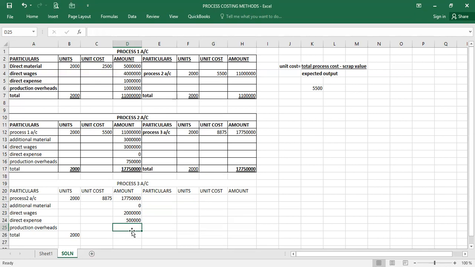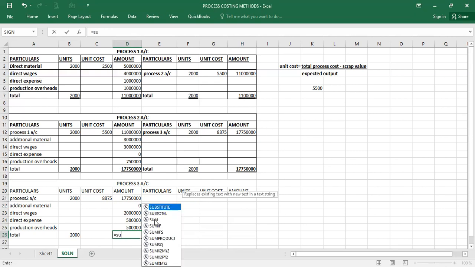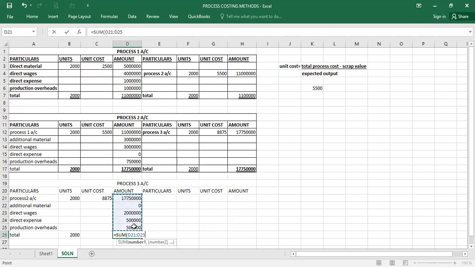Then we have to compute for this. But they told us it is 25% of the direct wages. And it is giving us 500,000, sorry. So it means that the total cost which we incurred will be from here up to there. We are adding what we got from the other processes. We add what we've accumulated and we transfer it, this will now be going to process 4 account.